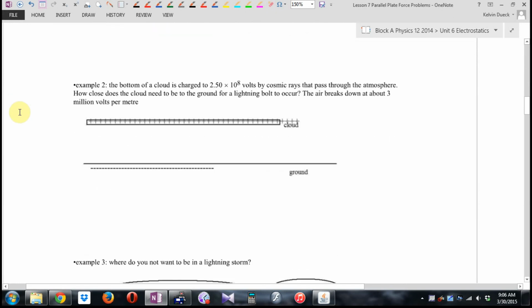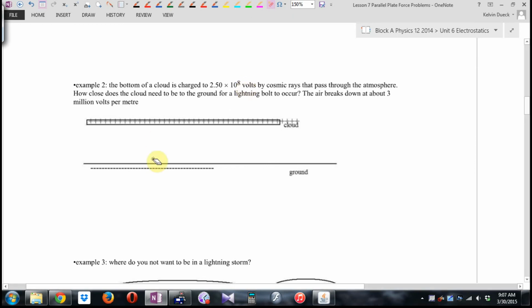Well, big deal. Actually, no. We can treat a cloud as though it's a parallel plate. Thunderheads are roughly flat on the bottom. So the bottom of a cloud is charged to 2.5 times 10 to the 8th volts from cosmic rays that pass through the atmosphere. How close would this cloud need to be to the ground for a lightning bolt to occur, keeping in mind that the air breaks down at 3 million volts per meter?